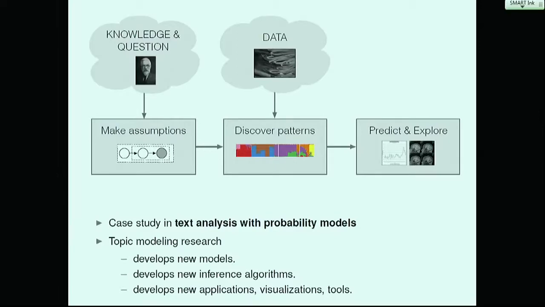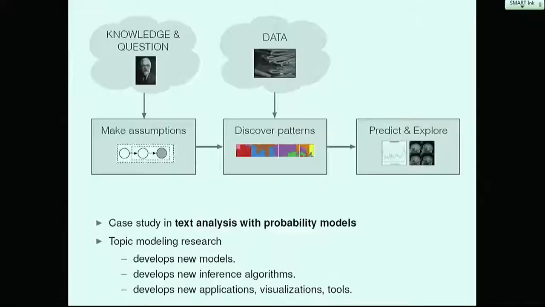From the discovered patterns, we now do what we're going to do, form predictions or explore the data or do whatever it is we wanted to do with our task. And so what topic modeling research looks like is developing new models, right? So figuring out new assumptions to relax, or metadata like author and title or citation that we can incorporate into that generative process. Developing new inference algorithms, like I learned about at the coffee shop, or developing new applications, visualizations, and tools to use the output of LDA or other hidden variable models in useful ways.